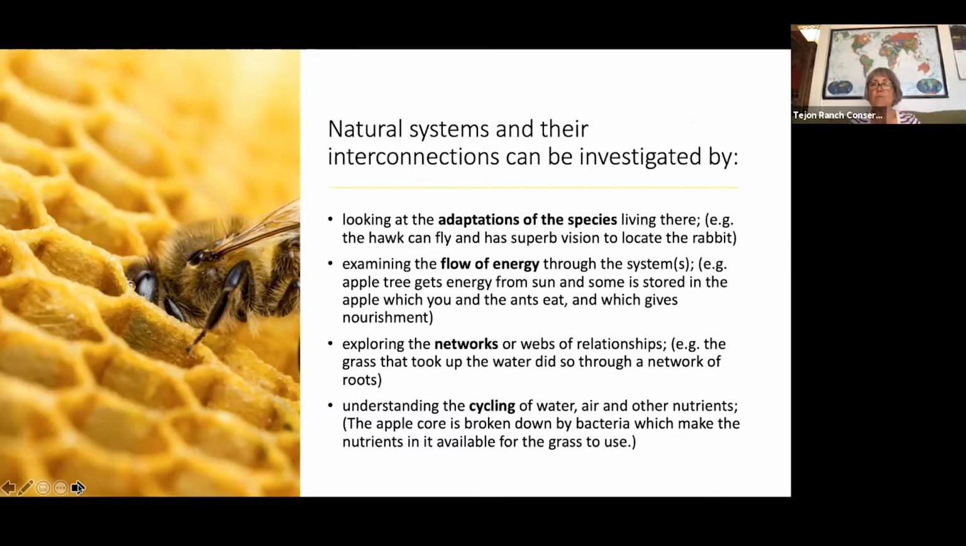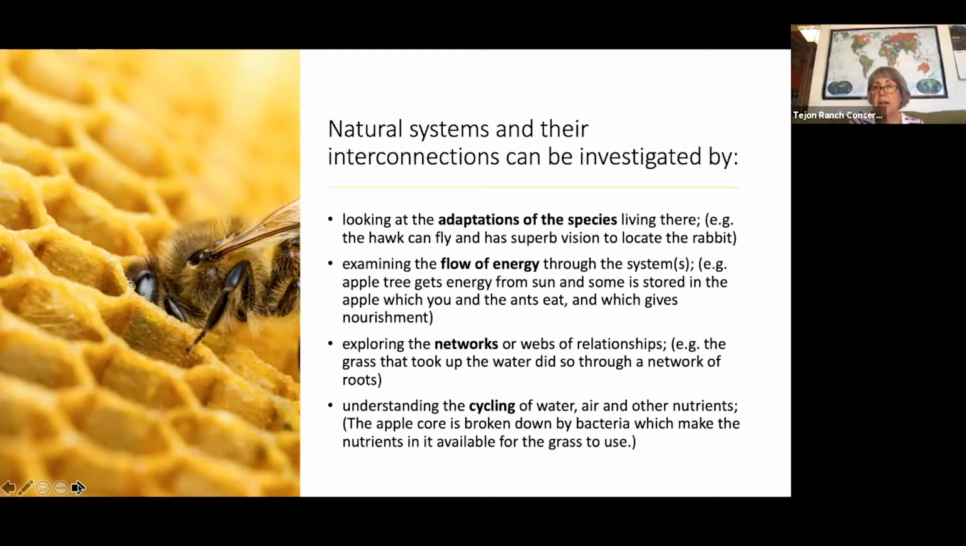So here's a little bit more information about how we investigate systems. You can investigate by looking at the adaptations of the species that lives there. For example, a hawk can fly, and it has amazing vision, so it can locate its prey. You can examine the flow of energy through that system. For example, a tree gets its energy from the sun, and some of that energy is stored in apples, which you or an ant can eat, and it gives us both nourishment.